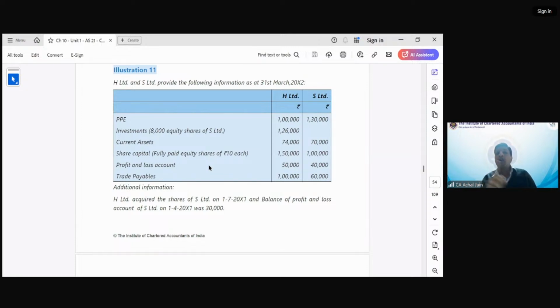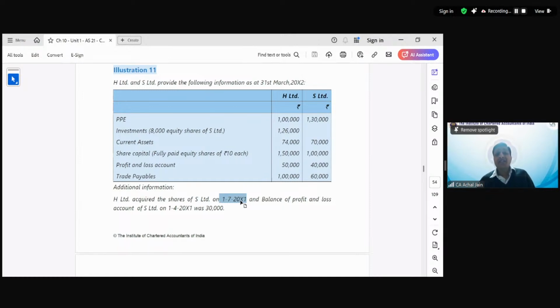Date of reporting or date of acquisition? Tell me. Date of acquisition is what Anil says. And in this case, date of reporting and date of acquisition are not the same. Yes or no? Further, we are told that the balance of P&L of S Limited on 1st April X1 was 30,000.